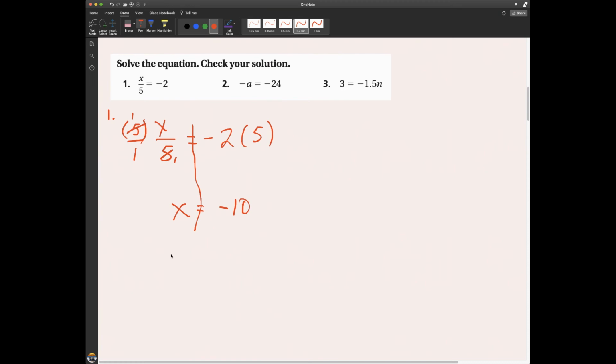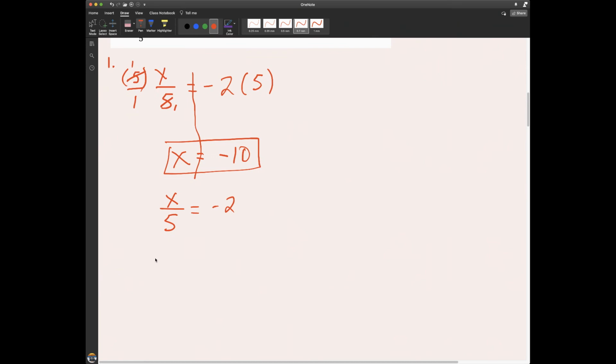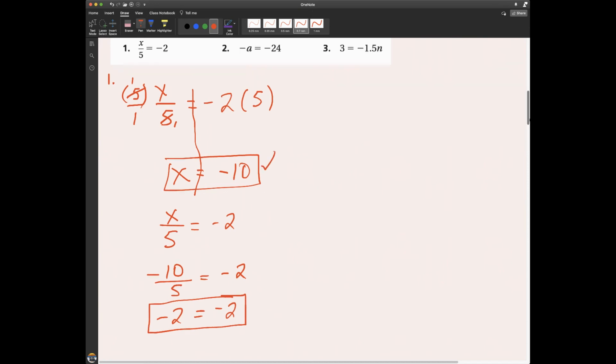And you can check to make sure that you got the right answer, that this is the solution, by checking your answer. So x divided by 5 is negative 2. And I can go ahead and substitute negative 10 wherever I see x. So negative 10 divided by 5 is negative 2, and I end up with the same value on both sides of the equation. So that lets me know that this is the solution to the equation.